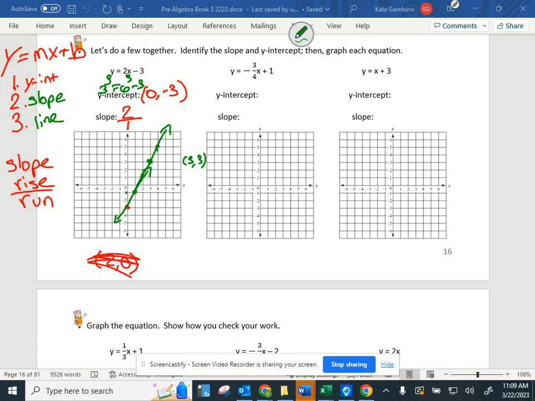I find that ordered pair using the slope. I take the X and the Y and I put it in for the X and the Y in the equation, and they should equal each other. 3 equals 6 minus 3. 6 minus 3 is 3. 3 equals 3. Does that make sense? So let's do the next one.